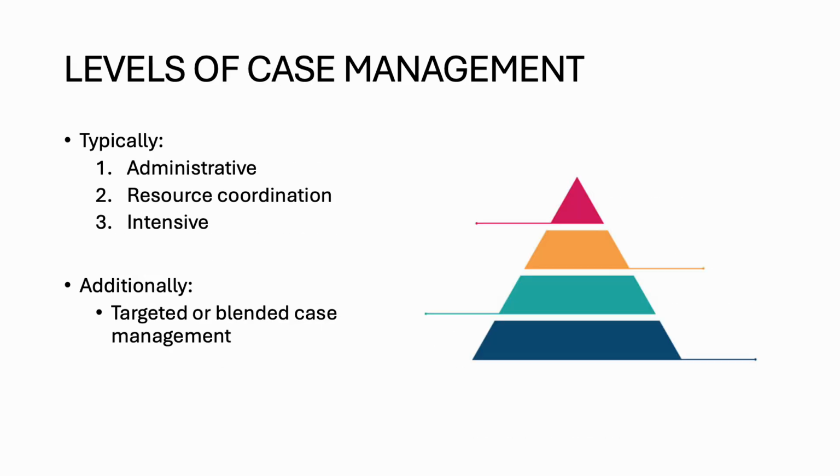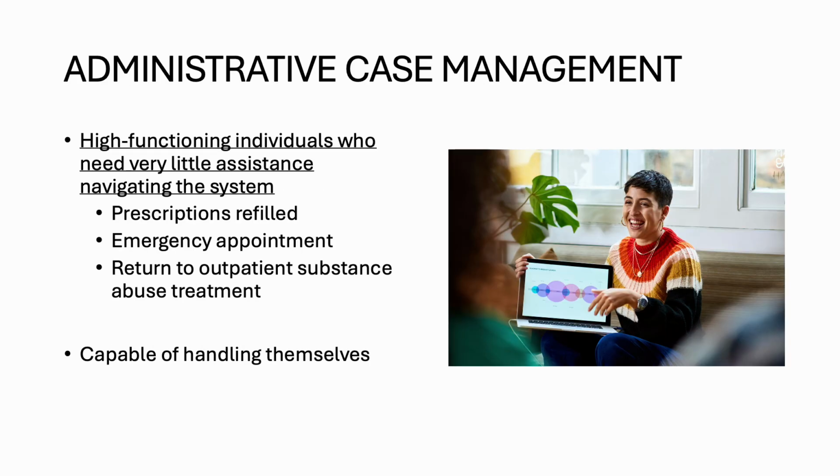All right, levels of case management. There are typically 3: administrative, resource coordination, intensive, but additionally, there's one called blended case management or targeted, okay? And we'll explain what these things are. So typically 3, but really there's 4 that really do exist, okay? So let's talk about the first one, administrative case management.